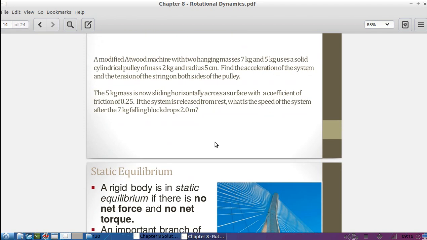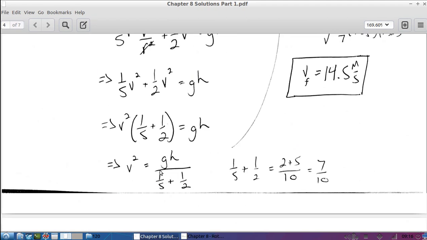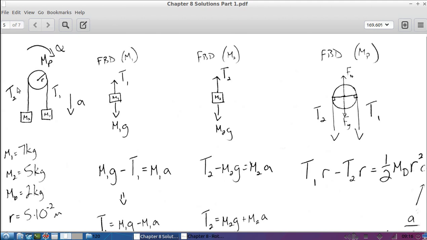Alright, so here's a big one. Here's a big problem. I've got an Atwood machine. What's the Atwood machine? We've covered the Atwood machine before. Okay, we've got a pulley with two masses on either side, right? And so we use Newton's second law. We found the acceleration of the system. We had like two equations, two variables, right? And we solved for the tension, solved for the acceleration.